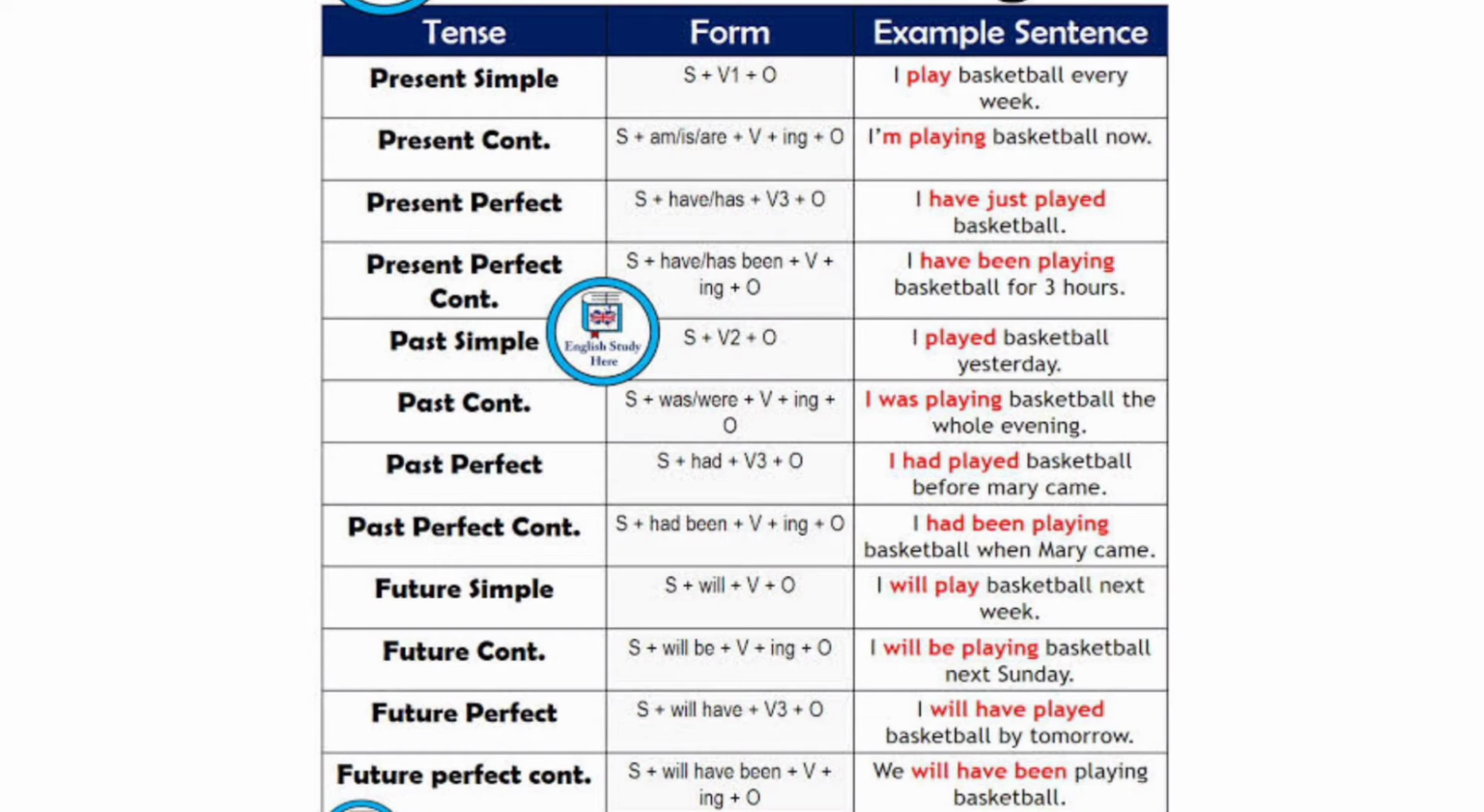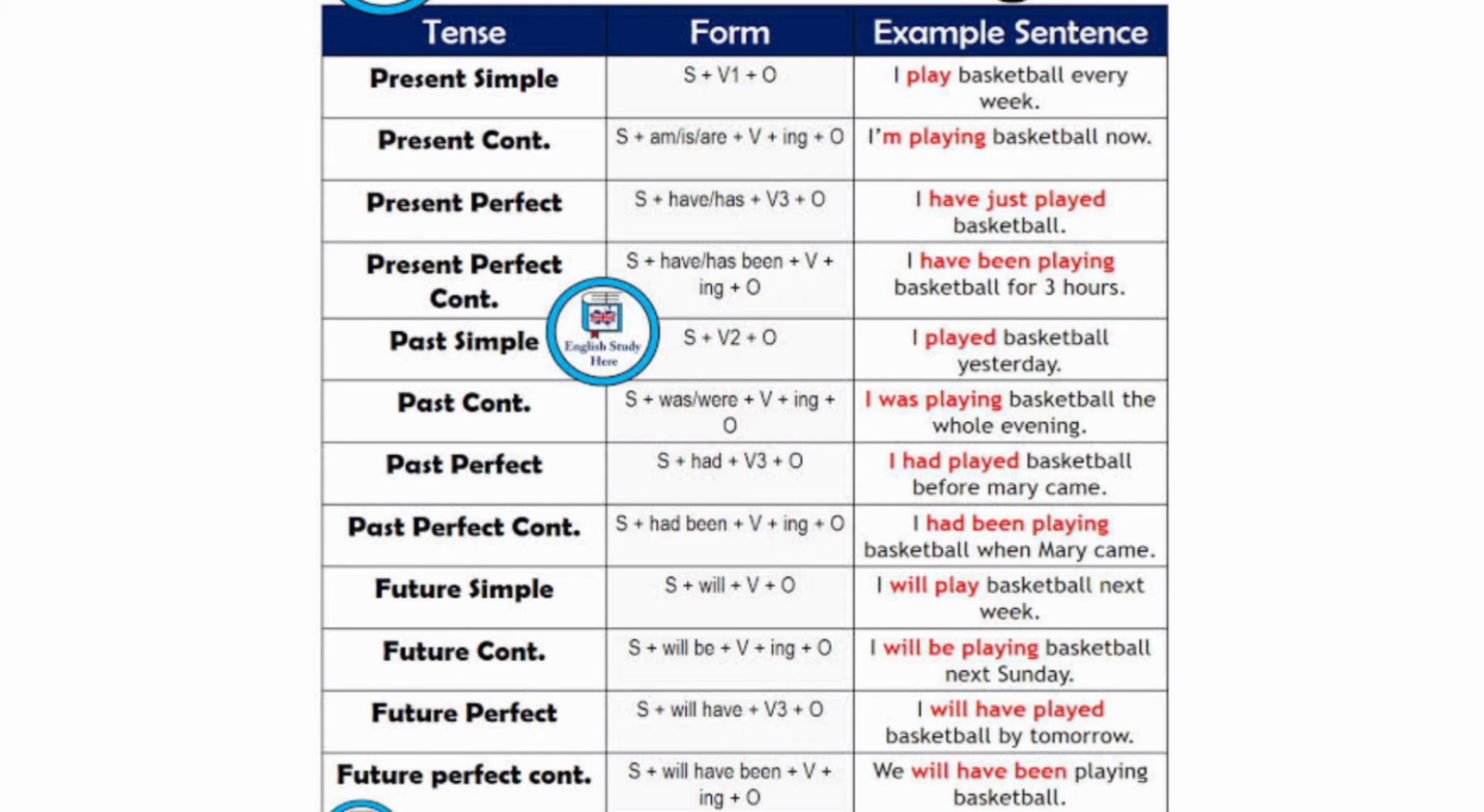The form of the sentence should be written as subject plus have or has plus V3 plus object. That means we should use the third form of the verb, the past participle form of the verb play. That means played. The past participle form of the verb play is played. I have just played basketball. Here, with the first person I, we have used have just played basketball.